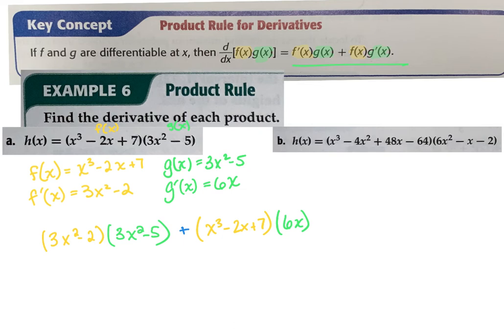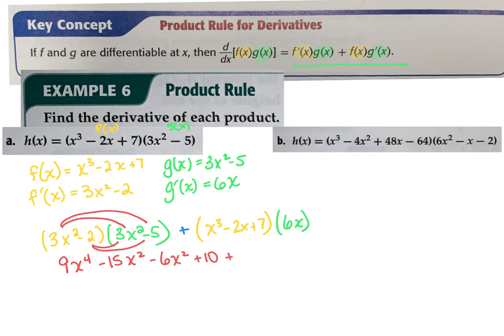And at this point, you want to simplify. So while I still have to FOIL, I'm just foiling a 2 by 2 instead of a 3 by 2, right? And then I've already done the derivative. This is the derivative. So I'm actually done once I FOIL it and simplify. All right? And so I'm just going to FOIL it. 3x squared times 3x squared is 9x to the 4th. 3x squared times negative 5 is negative 15x squared. Negative 2 times 3x squared, negative 6x squared. Negative 2 times negative 5 is positive 10.